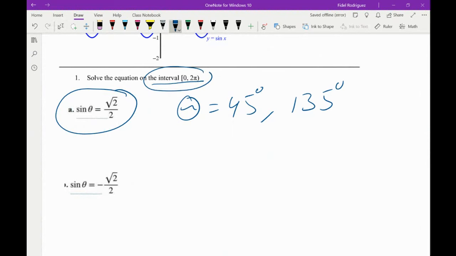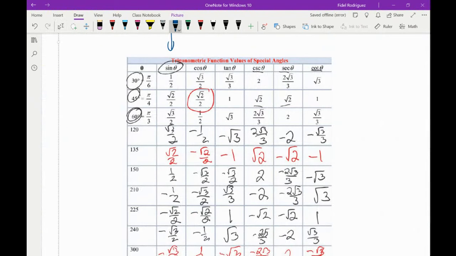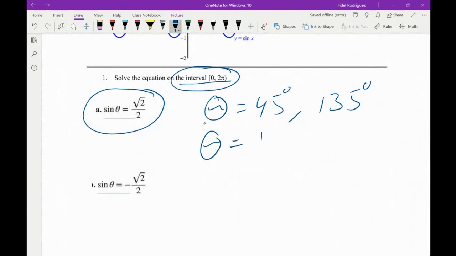I want you to notice something. Since they're asking it for the interval on 0 to 2 pi, they're asking me to write my answers in radians. Okay, so just by looking at the picture again, we already know that 45 degrees is the same thing as pi over 4, right? Okay, now let's go ahead and convert this one to radians. So we're going to multiply it by pi over 180. So this is 135 pi over 180.